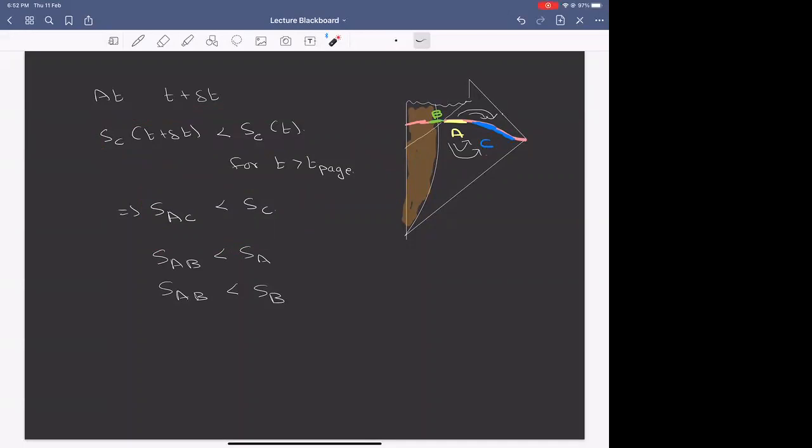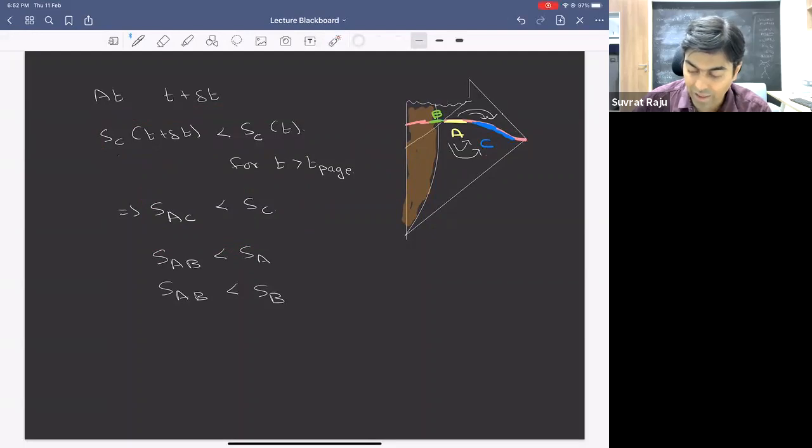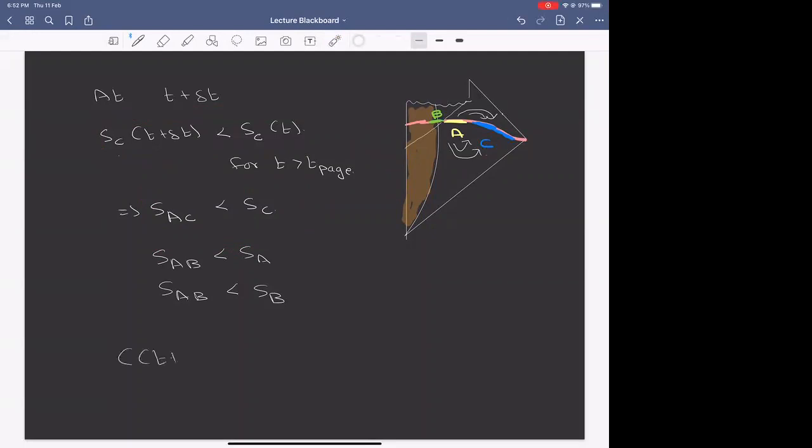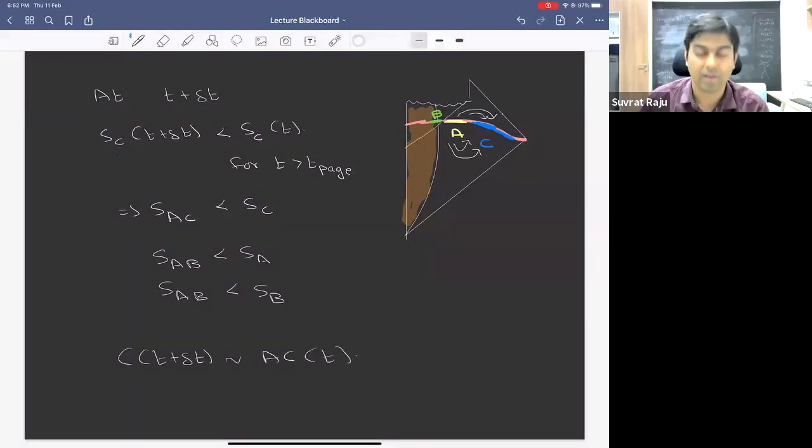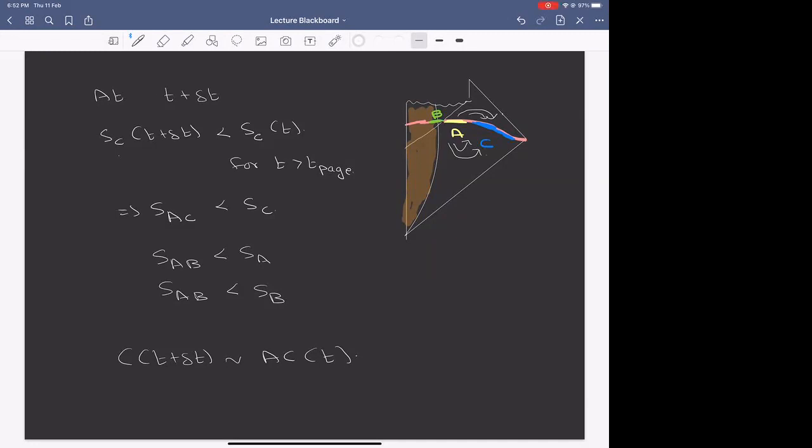Sorry, can you just repeat how from this first line you get the second line? You see, C at t plus delta t is, and I'll write down something which is not an equation, AC at t. It's roughly the statement that the information in C, or the photons in C at time t plus delta t, are the photons in A at time t and the photons in C at time t. So what is in C remains in C, but what is in A moves into C. That's why SC at t plus delta t is the same as SAC at an earlier time. So that's the intuition. Okay, thank you.